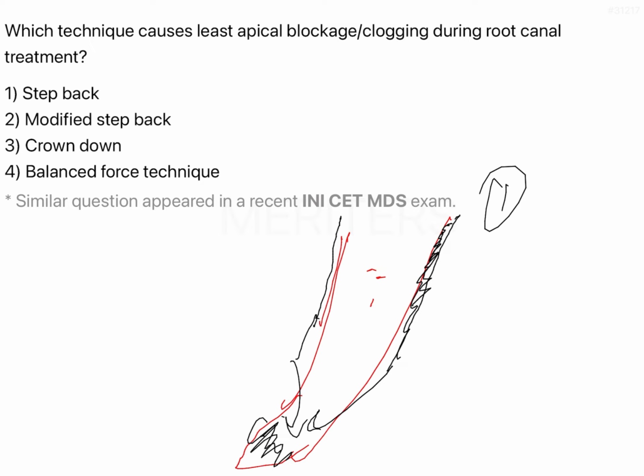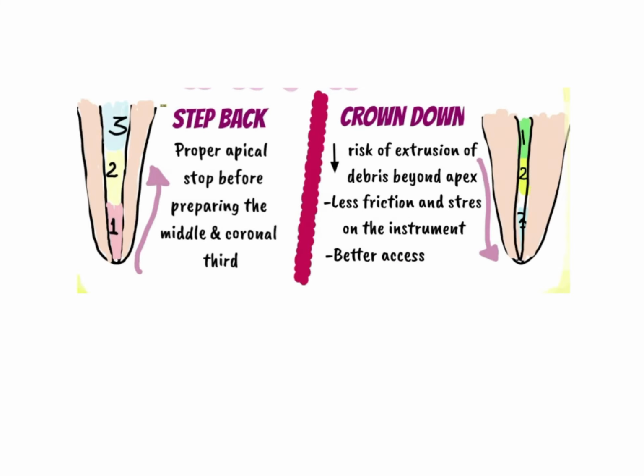Now, whichever technique we use, no matter what, it is going to cause some amount of dentinal shavings to be deposited either in the apex, or it is going to push the dentinal shavings beyond the apex. That is inevitable. But our aim should be to achieve as minimal dentinal shavings deposited or pushed beyond the apex as possible. So amongst the four options, I will be talking primarily about the four options that are there over here. What the traditional step back technique was: I will take a small file which is going to be my patency file.